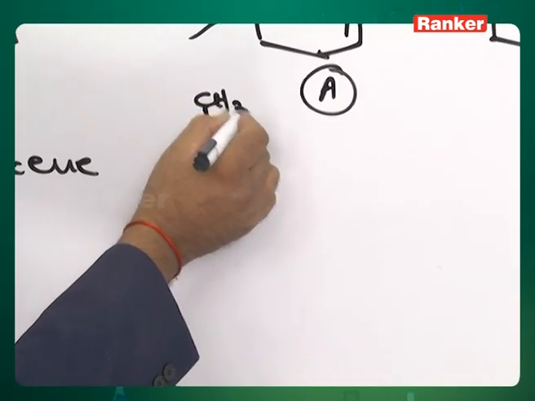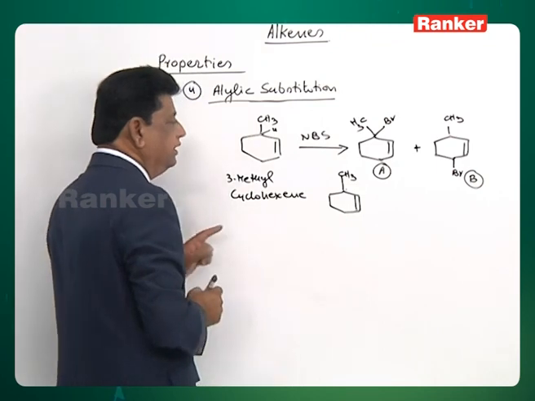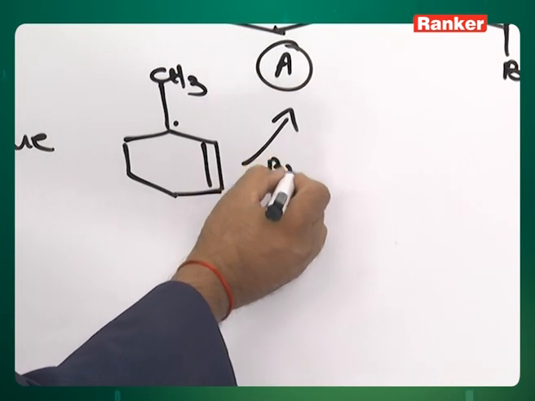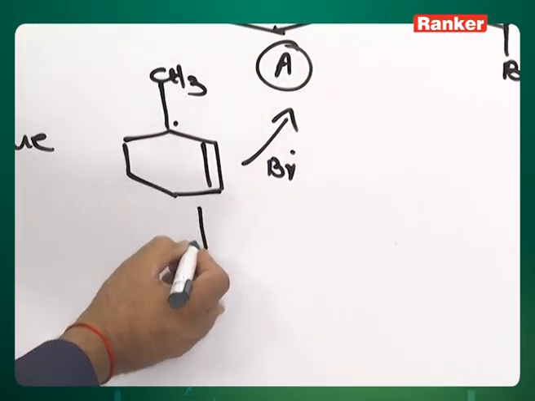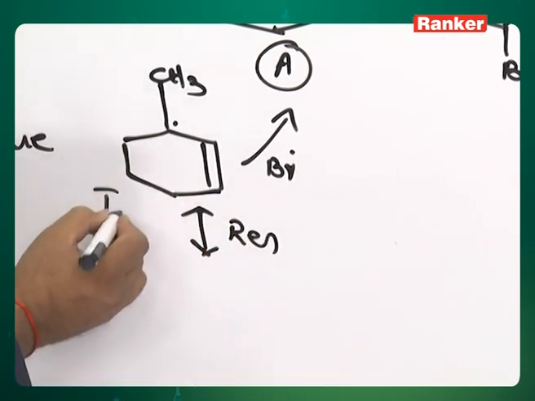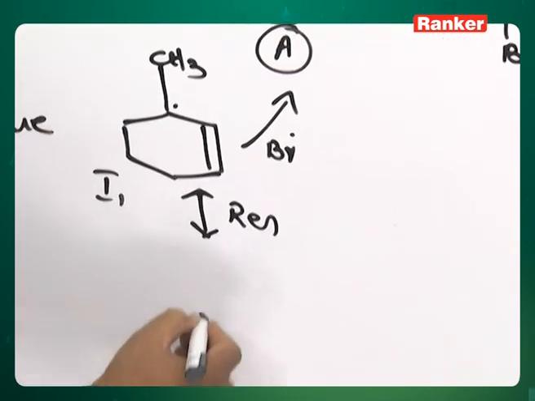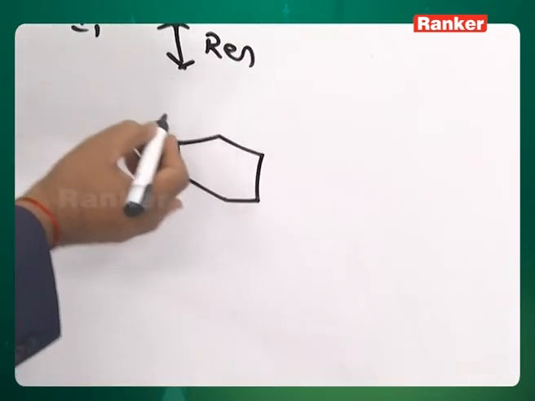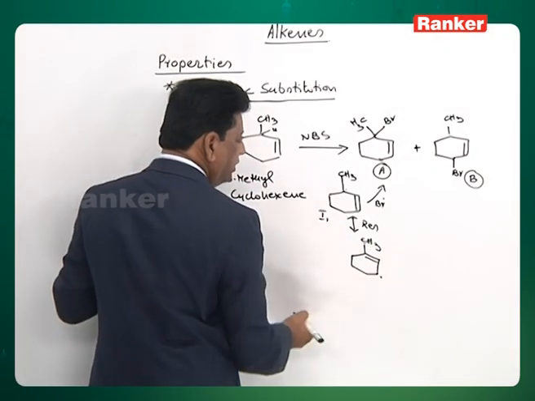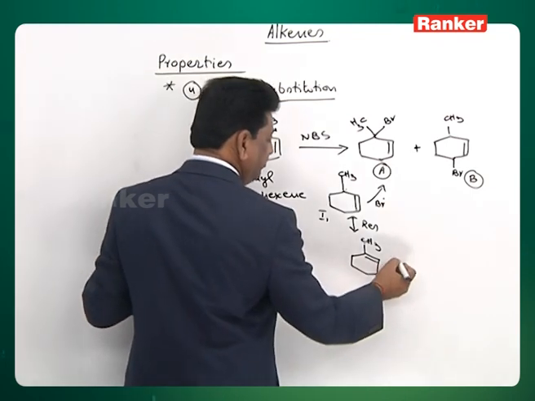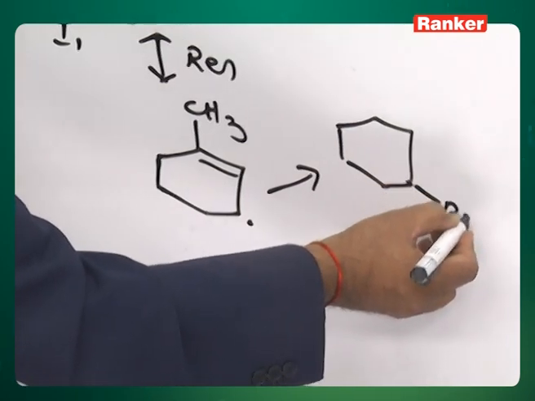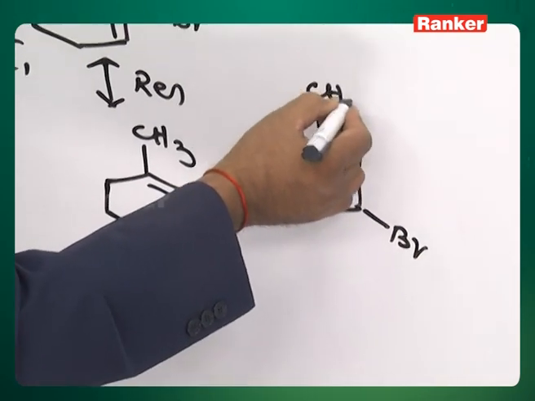This must be the intermediate for the A, isn't it? Intermediate for the A. And if Br dot attacks this, you will get this one, A. But if this undergoes resonance, then intermediate 1 changes into another intermediate, let us say intermediate 2, in which the double bond goes that side, the methyl side, the dot comes here, and this undergoes bromination. So there may be another product: the bromine may come here, the double bond will be here, with a methyl group.